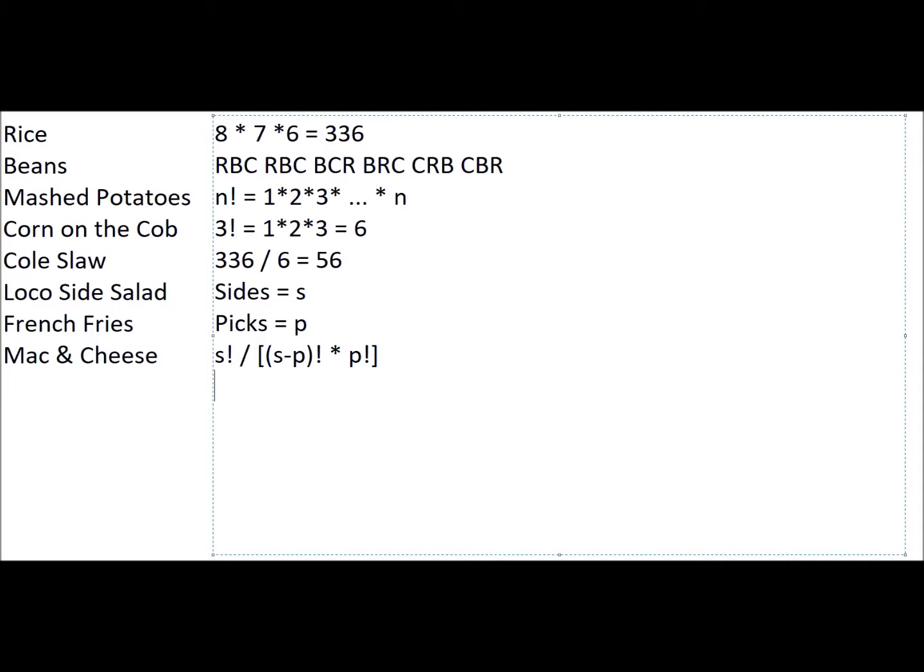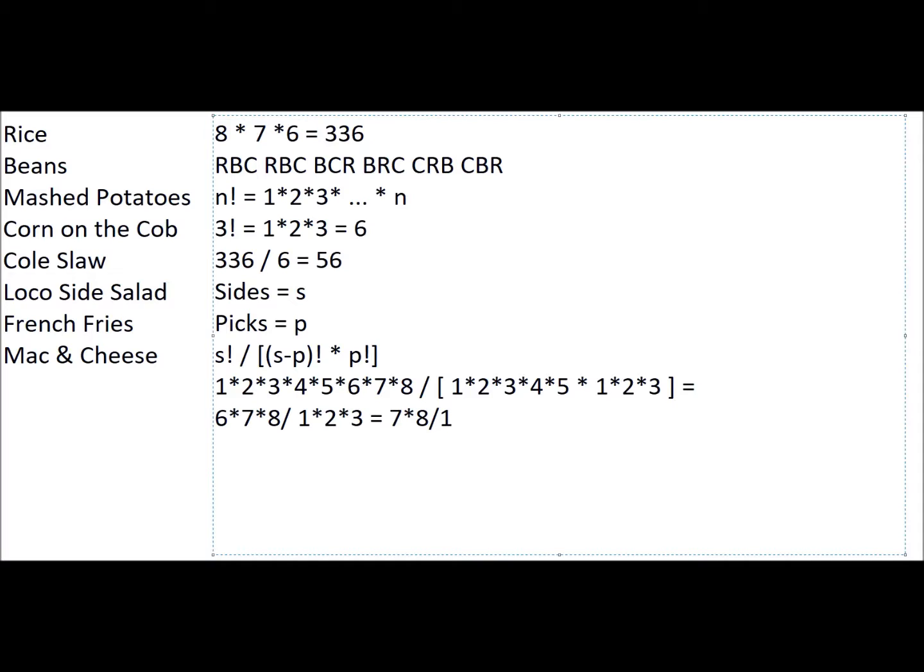In this case, S equals 8, so 8 factorial is 1 times 2 times 3 times 4 times 5 times 6 times 7 times 8. And in the denominator, we have S minus P, where 8 minus 3, which is 5, or 5 factorial, so 1 times 2 times 3 times 4 times 5, as well as P factorial, or 3 factorial, which is 1 times 2 times 3. So you can see 1 times 2 times 3 times 4 times 5, which equals 120, in both the numerator and denominator. So let's cancel that out, leaving us with 6 times 7 times 8 divided by 1 times 2 times 3. Well, 2 times 3 equals 6, and there's a 6 appearing in both the numerator and denominator. So let's divide that out. So we're left with just 7 times 8 divided by 1, which is 56.